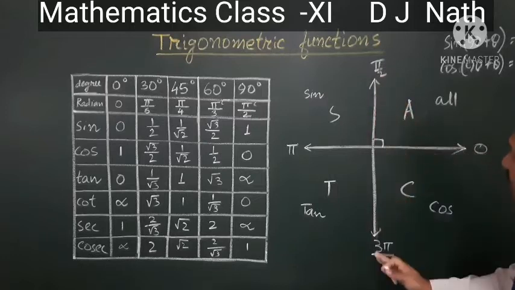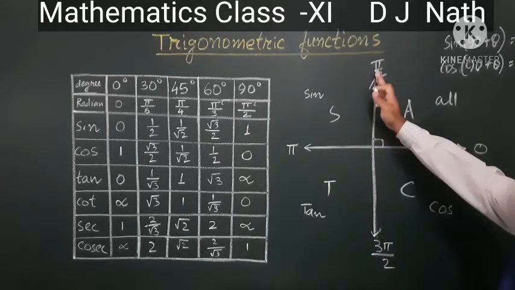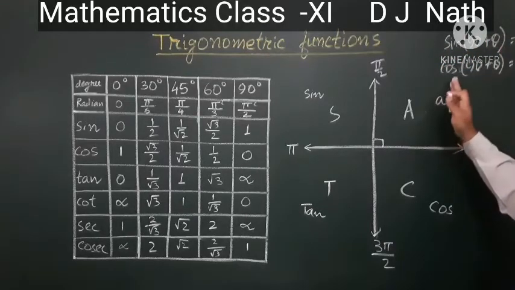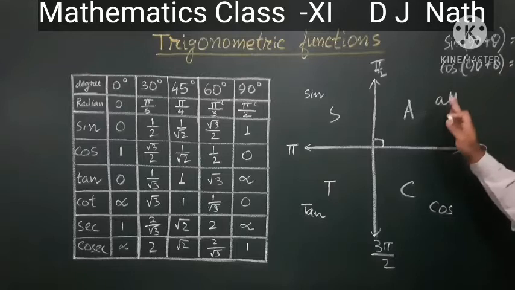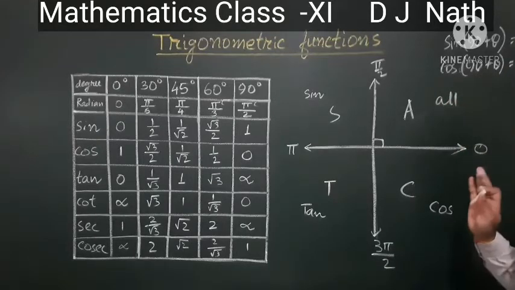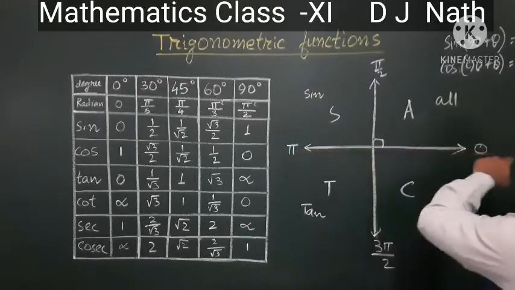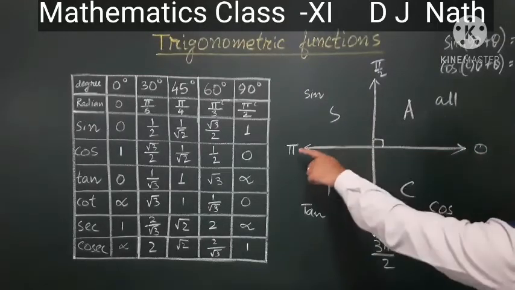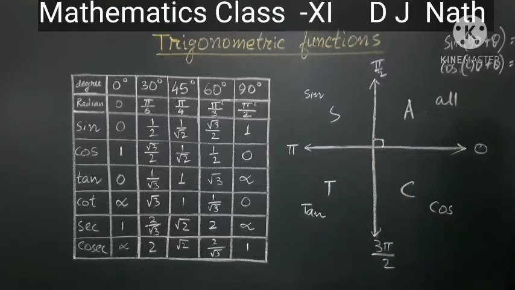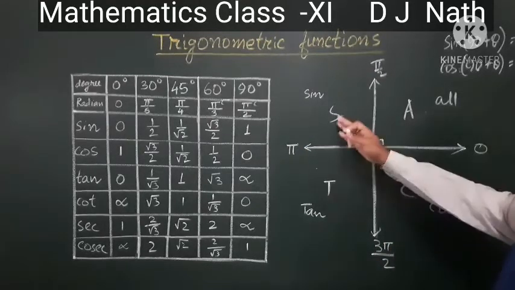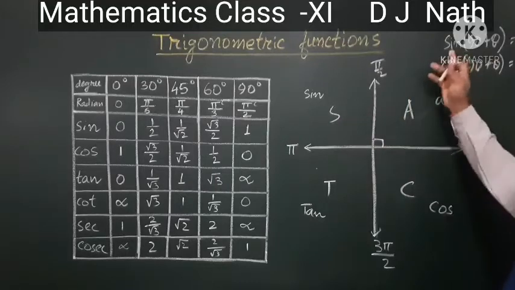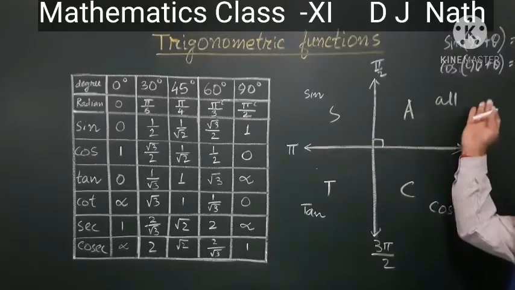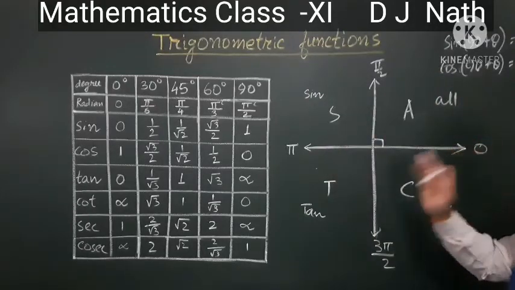When we consider this axis, then cos will change into sin, sin will change into cos, tan will change into cot, cot will change into tan, like that. But along this axis, if we take, say, sin 180 minus theta or pi minus theta, then it remains the same. Sin will remain as sin. Cos also will remain as cos. Tan will remain as tan.